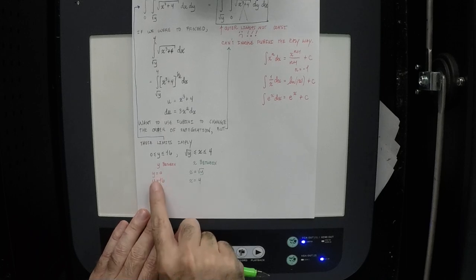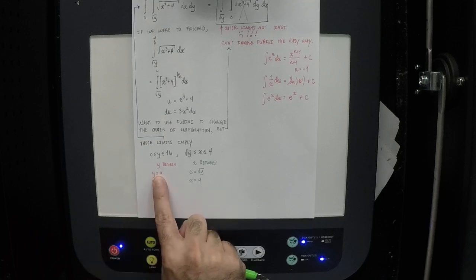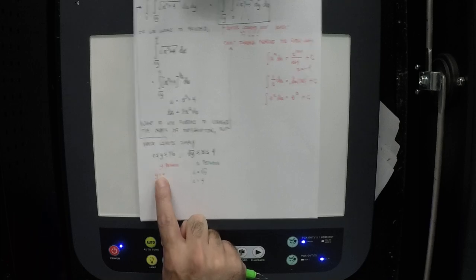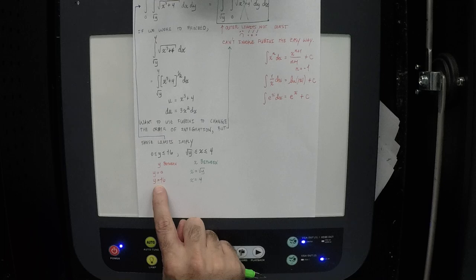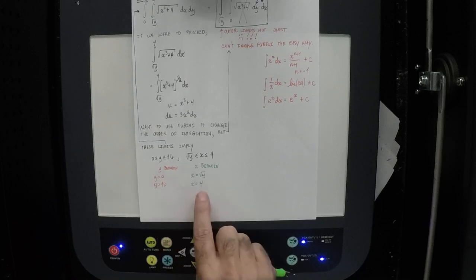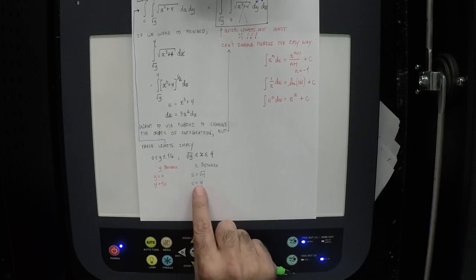So now, y is 0, that's easy to understand. What's y is 0 if you were to plot it? Horizontal line. In particular, it's the x-axis, right? And what's y is 16? Another horizontal line, a little further up. Okay, how about x is 4? What's that? A vertical line at position 4.